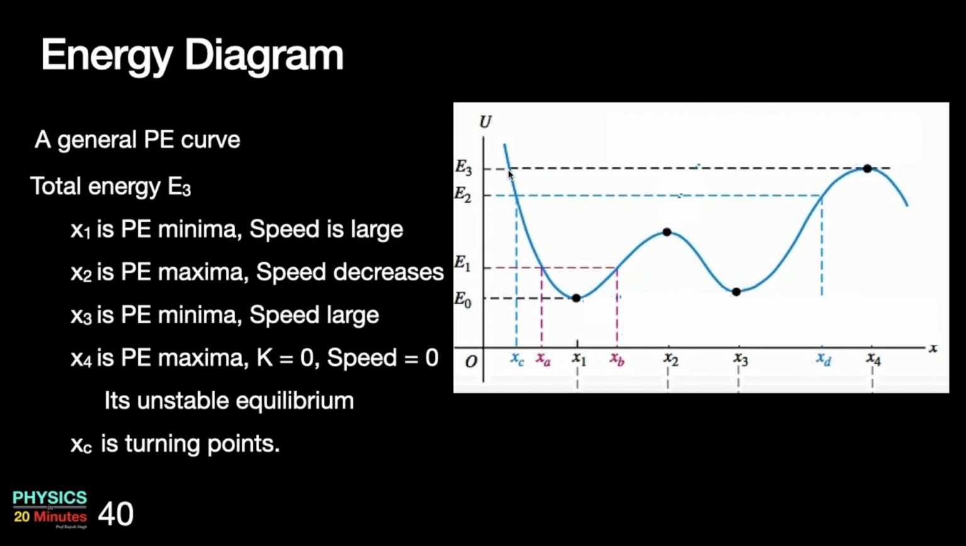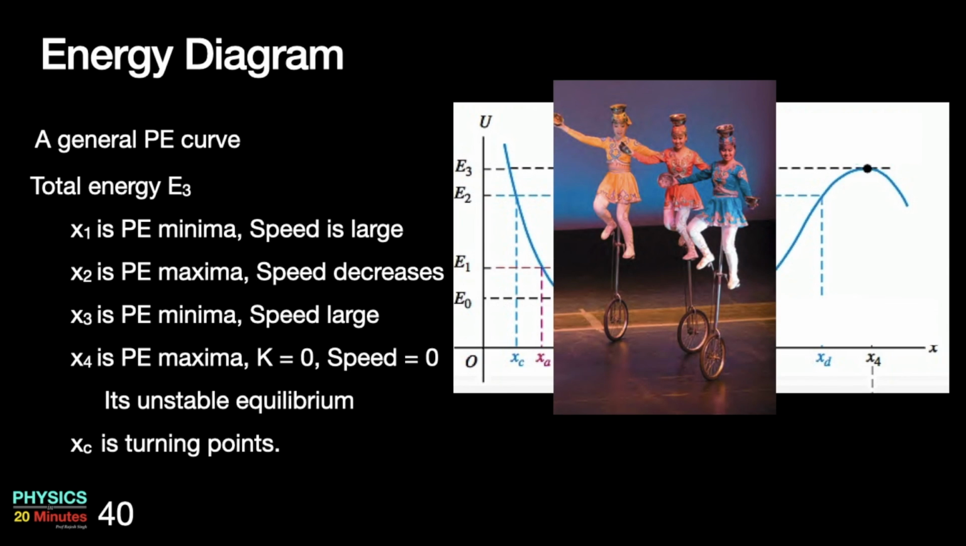And here is the turning point. Now this is an example of an unstable equilibrium. If these performers are at an equilibrium vertical, the potential energy is maximum. If they flip on either side, they will not be able to come back to their original position. So this is a potential energy maxima situation in real life.